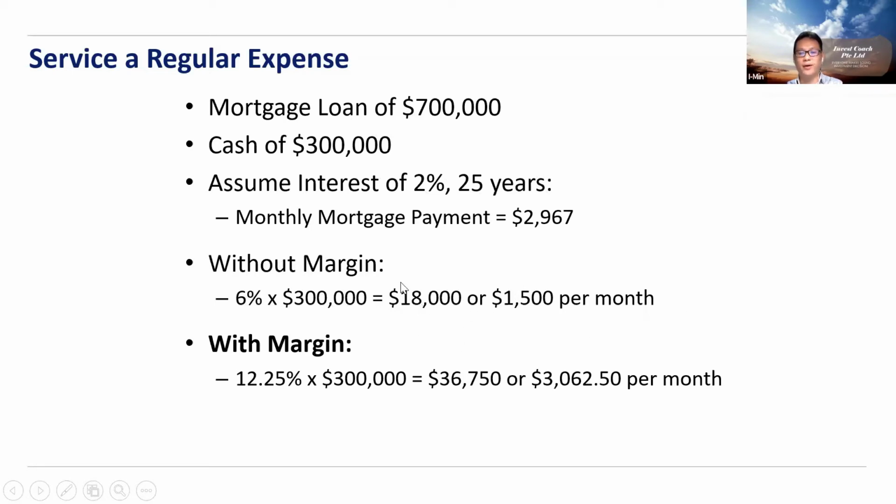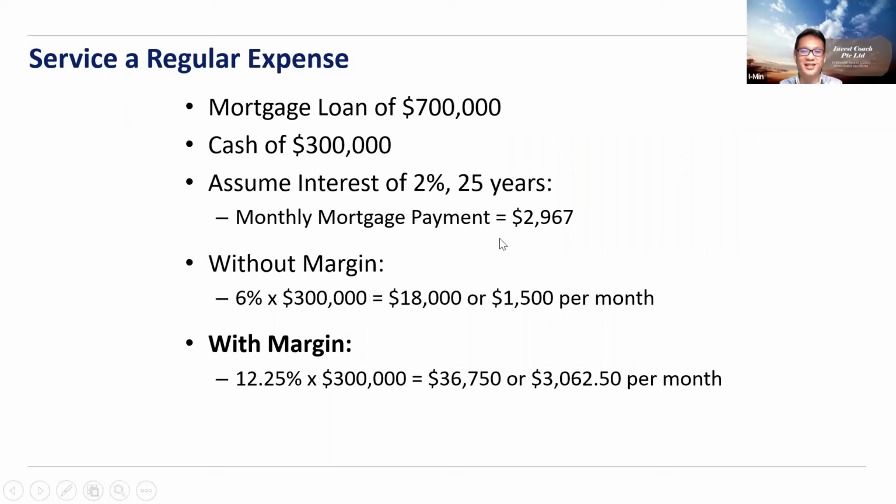So, let's say, for example, you take this 1,500 and go and pay your mortgage, you still have to find another 1,500 to pay. But if, using margin, you can actually use this amount to pay off the mortgage, then you don't have to find new money to go and pay.